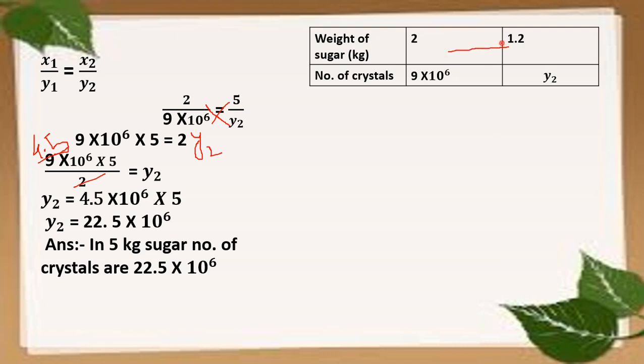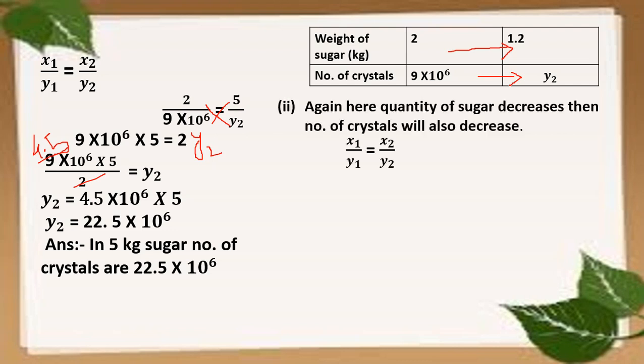Here this quantity of weight of sugar decreases from 2 to 1.2. So here the number of crystals will also decrease. So this is again the problem of direct proportion, as one quantity decreases, the other also will decrease. So by the direct proportion we can write it as x1 upon y1 is equal to x2 upon y2, or by putting the values 2 upon 9 into 10 raised to the power 6 is equal to 1.2 upon y2.